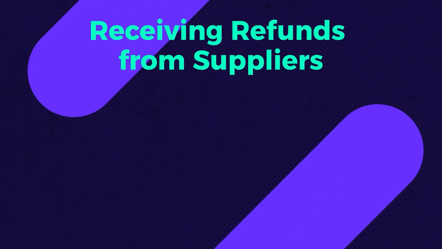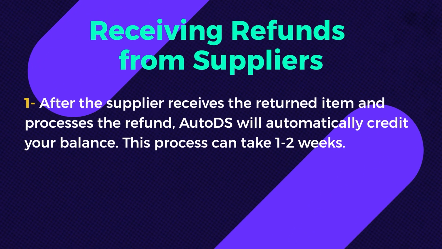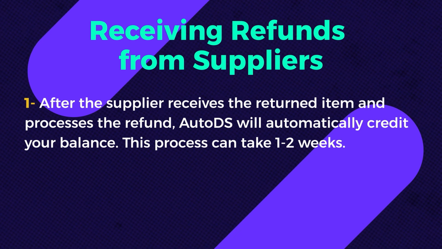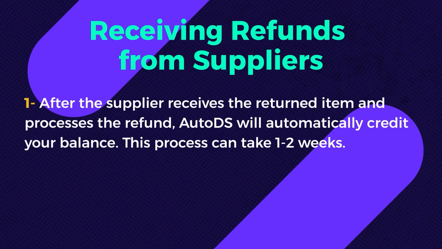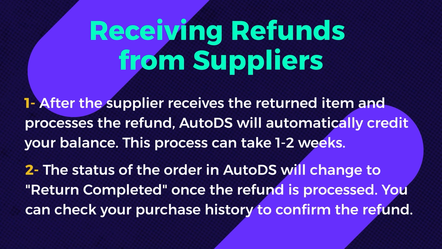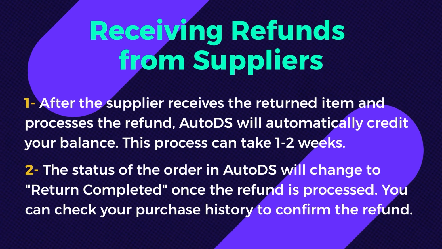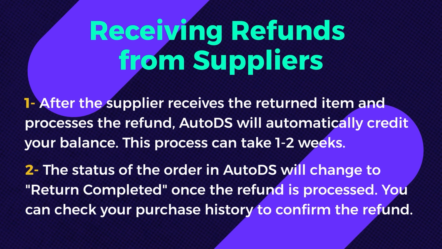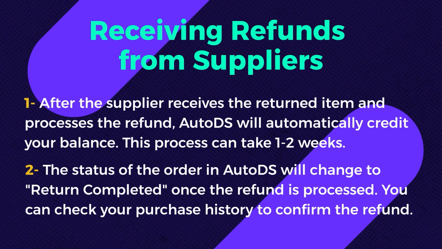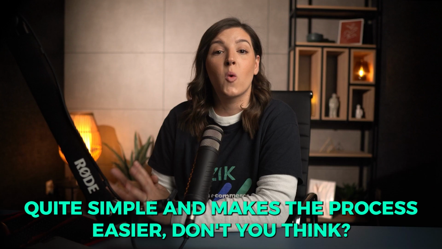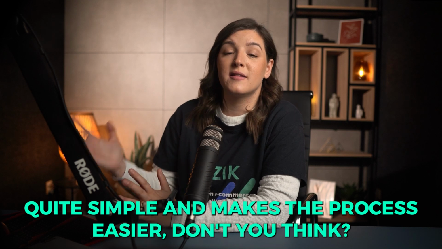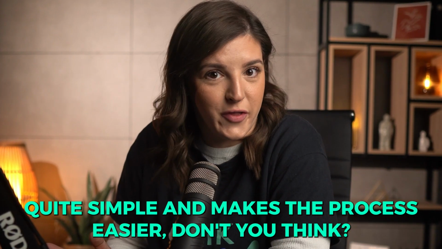Receiving refunds from suppliers. After the supplier receives the returned item and processes the refund, AutoDS will automatically credit your balance. This process can take 1 to 2 weeks. The status of the order in AutoDS will change to return completed once the refund is processed. You can check your purchase history to confirm the refund. Quite simple and makes the process easier, don't you think?